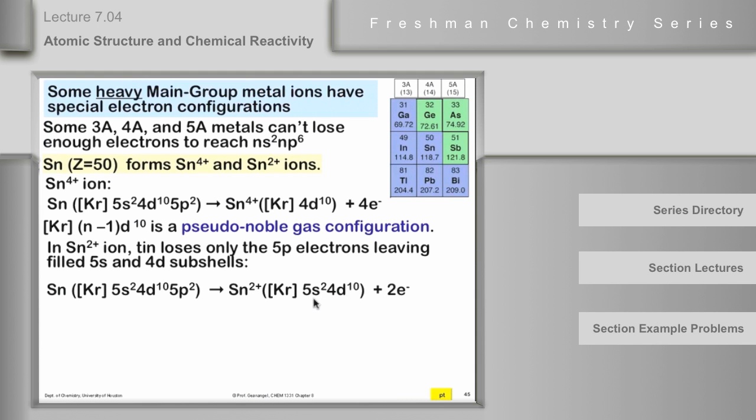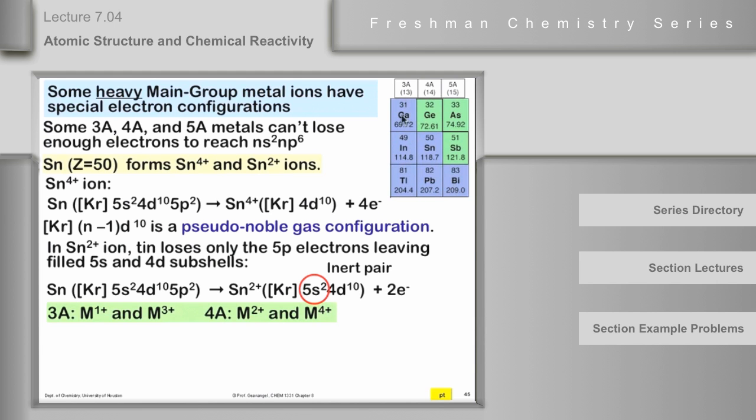Now that 5s2 is given a special significance for these elements. It's called an inert pair. And the reason for that is it has an unexpectedly high ionization energy. You don't have to worry about what the ionization energy is, but the stability of this pair of electrons makes the tin 2+ ionic state more stable than it would be otherwise.